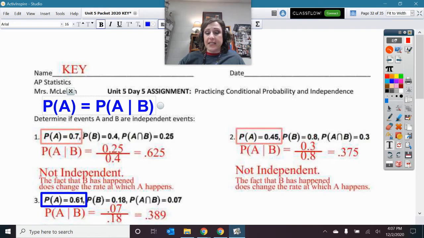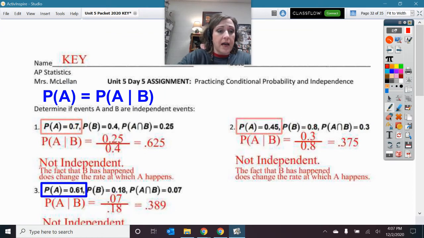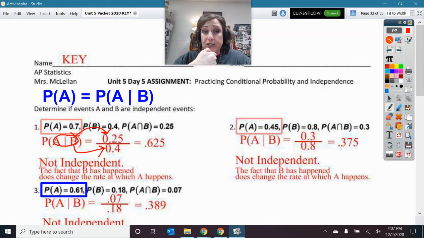So here, probability A is given to us. Then we just need to check the probability of A given B. We know that the B is on the bottom and the A and the B is on the top. Those have to be within 1% of each other. 62.5% was not within 1% of 70%, so not independent, because the fact that you were B in this case lowered the probability of the event A occurring.